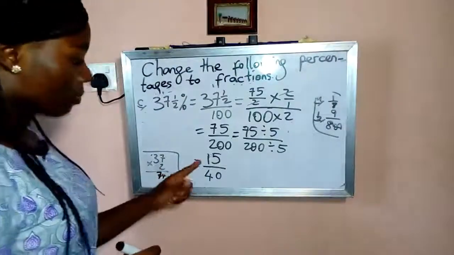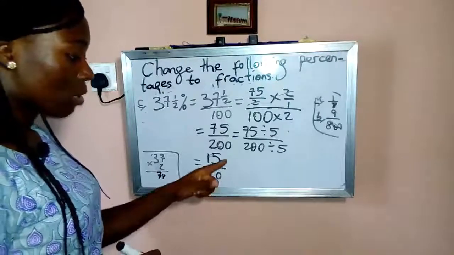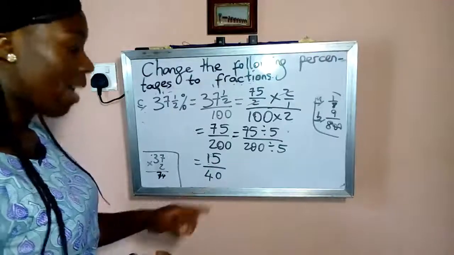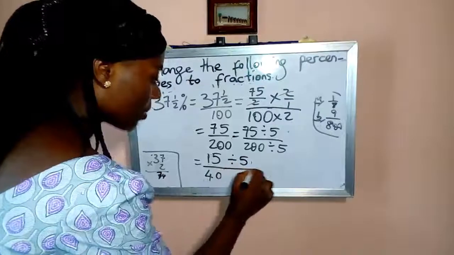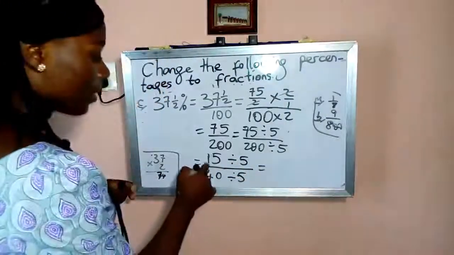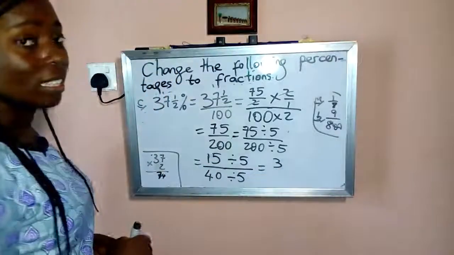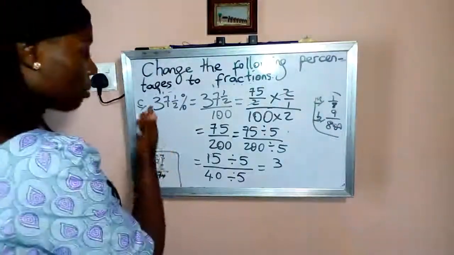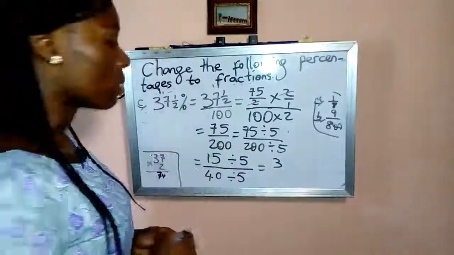Again, you can see that these numbers satisfy the law of divisibility by 5. This is 5 and this is 0. So 5 can also divide them. So let's see, 15 divided by 5, 40 divided by 5. 15 divided by 5 gives us what? 3. How did I know? 3 times 5 is 15. Or if you want to count out, you can simply count 1, 2, 3, 4, 5 to get to 15. But that will be time wasting.